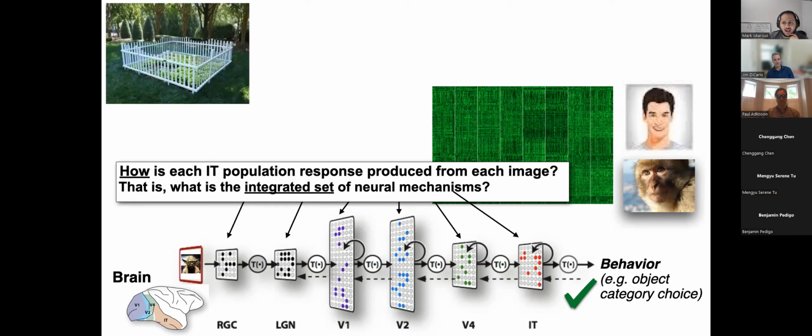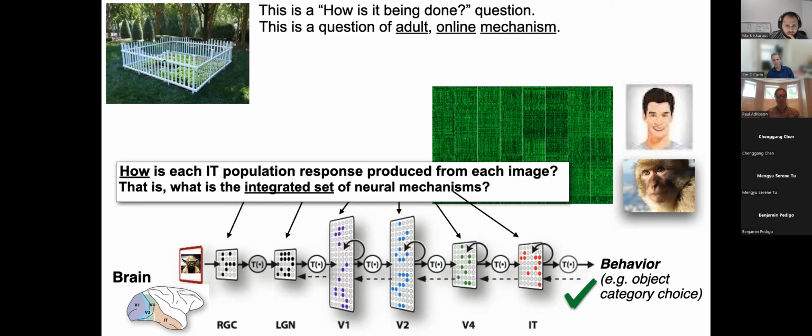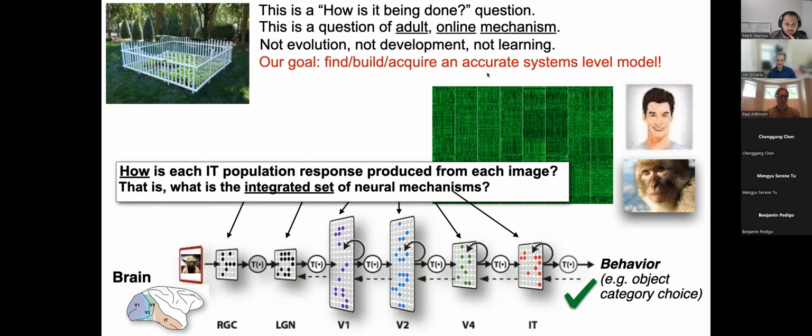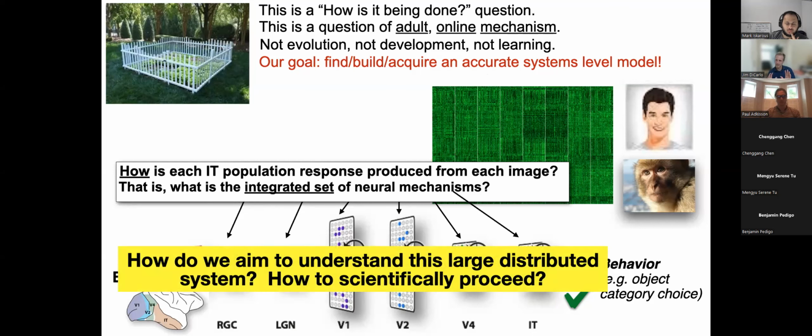Okay, so just some fence posting here for all of you. This is a how-is-it-being-done question. This is a question of the adult online mechanism of so-called inference. I'm not trying to talk about learning, so I'm not trying to explain how evolution occurred or how the networks get learned. We're just trying, by hook or crook, any way we can, to find a good systems model that can approximate what's going on from the images, through all these different neural levels up to IT cortex. That's our goal: find, build, or acquire, any way we can, an accurate systems-level model of this. So please take everything I'm going to say next as really in search of that goal.